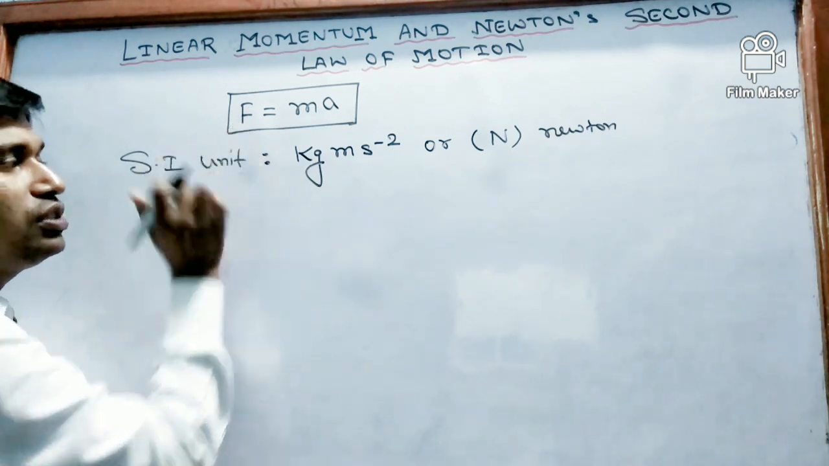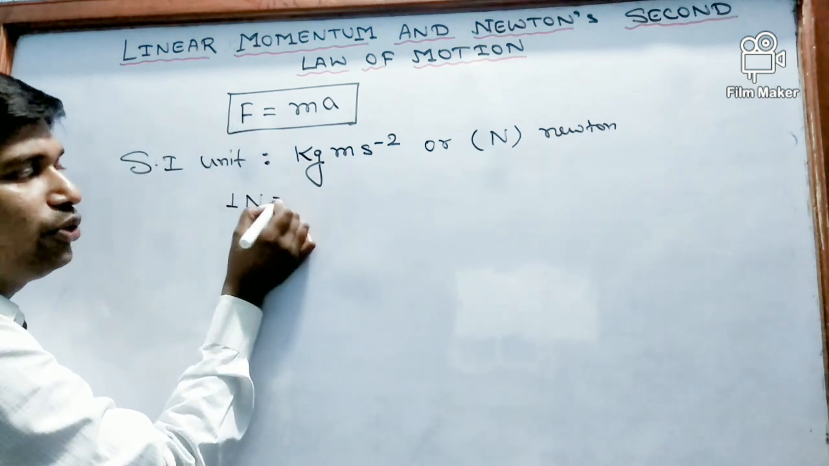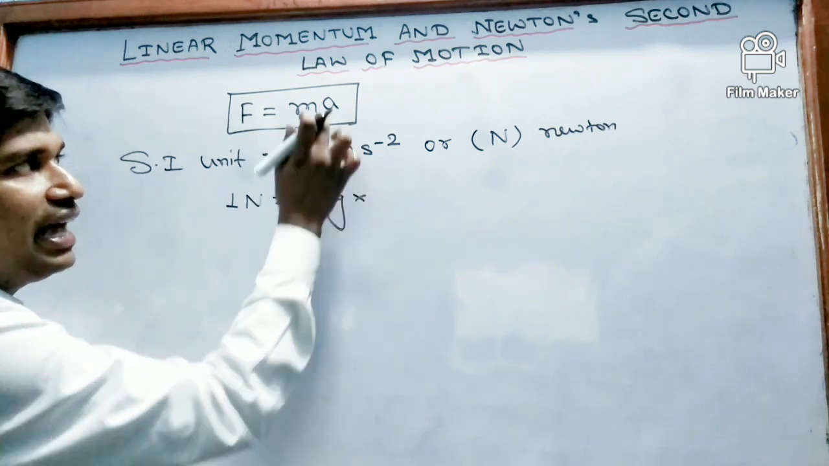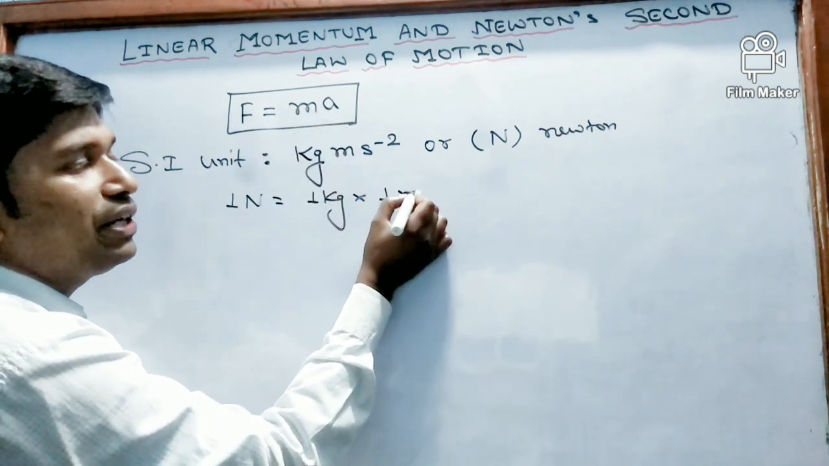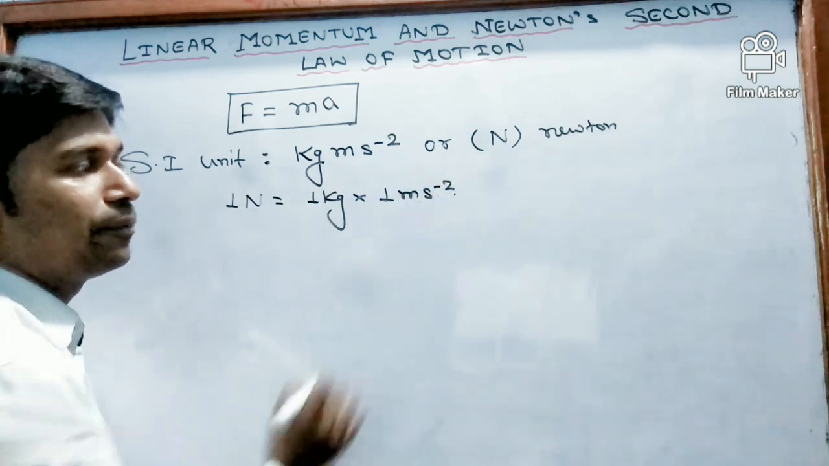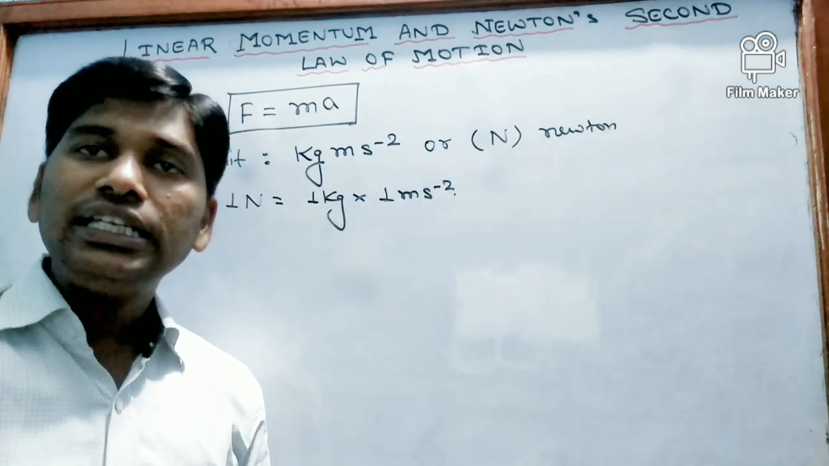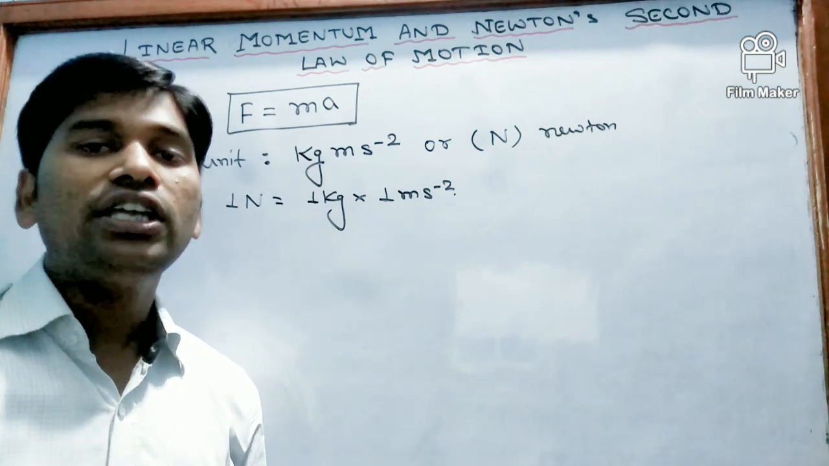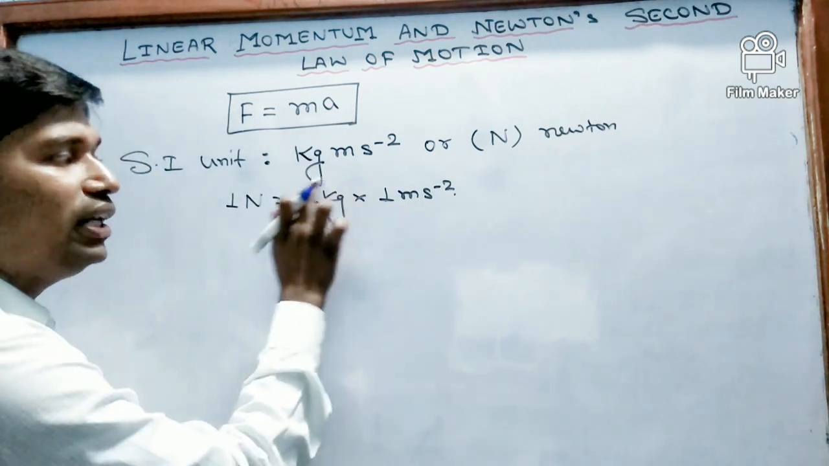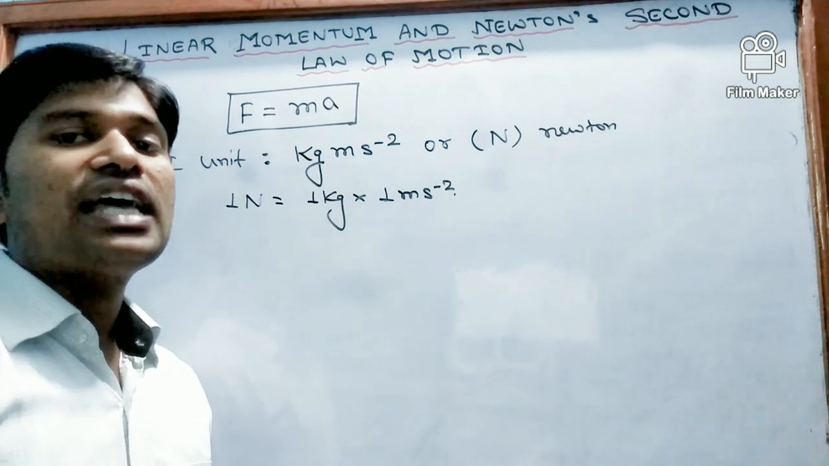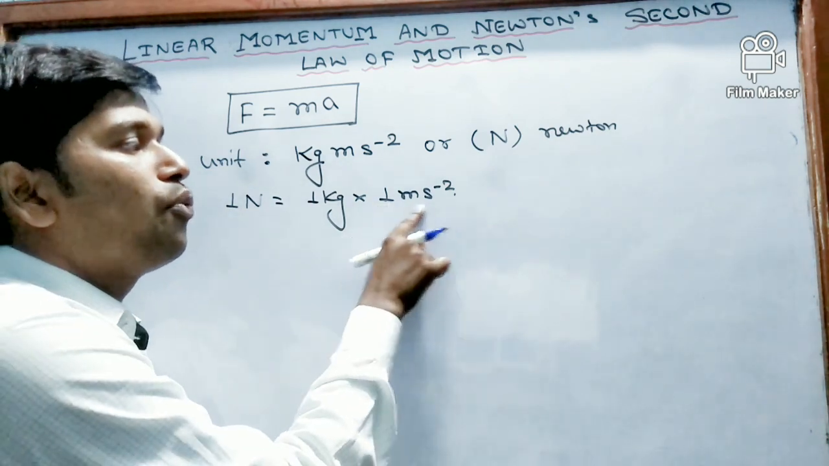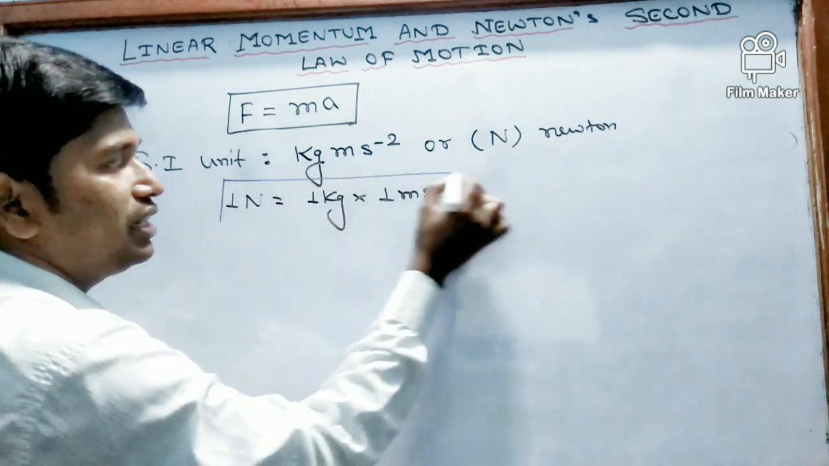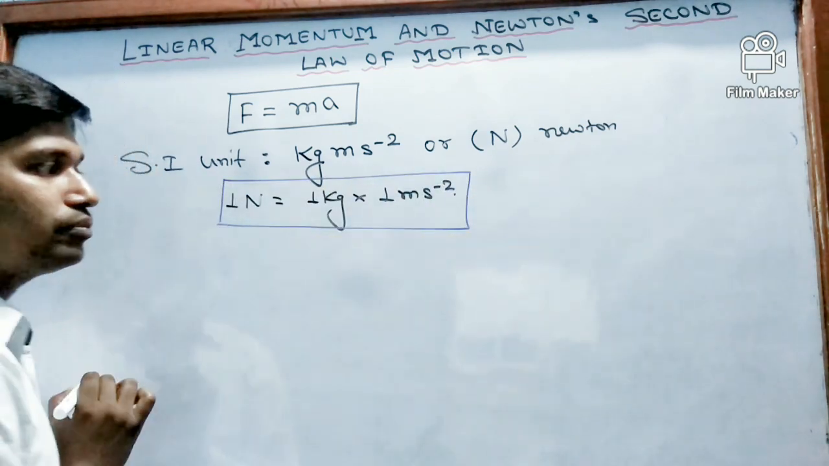So we can write force is 1 Newton, mass 1 kg, and acceleration 1 meter per second square. So 1 Newton is the force which, when acts on a body of mass 1 kg, produces an acceleration of 1 meter per second square. So this is 1 Newton.